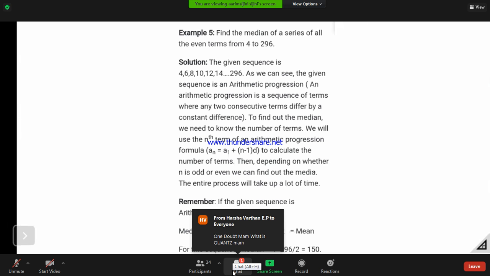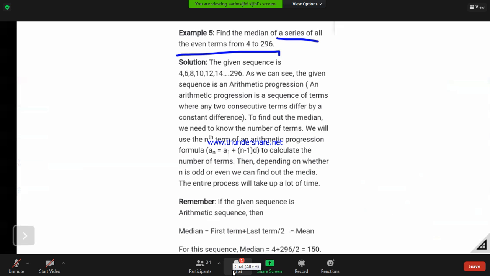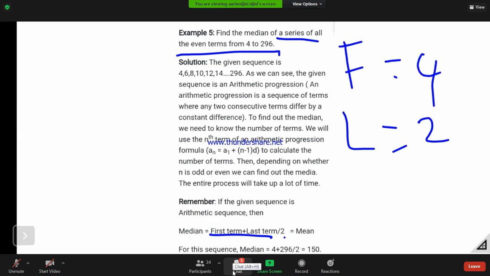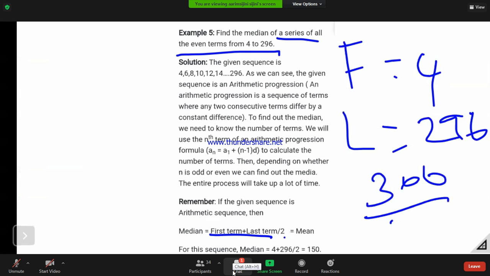If they are asking us to calculate the median of a series of all even terms, the formula is first term plus last term divided by 2. In the series, the first term is 4 and the last term is 296. So we are adding 4 plus 296, that is 300, divided by 2. So the value is 150.